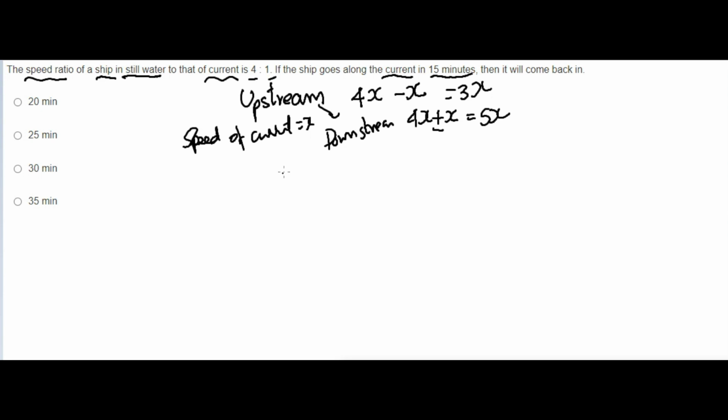So speed ratio means you take the speed: 3x for the upstream and 5x for the downstream. What they say is if the ship goes along the current, it will be going in 15 minutes. Along means upstream. So 3x is the along, so 3x should be equal to 15. So x is equal to 15 divided by 3, which equals 5. So the value of x is 5, is it right?